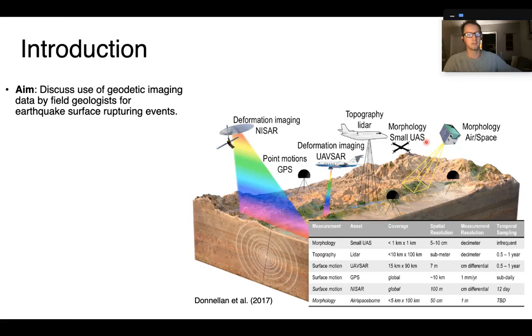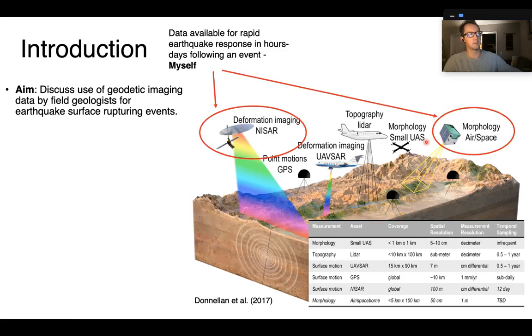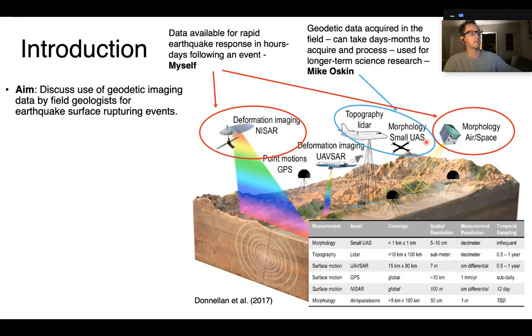In this presentation, I'll start out and talk about data products made available for rapid response to field geologists in the first hours to days following an event. And then Mike will follow up and discuss data sets that are either collected in the field or which take longer to acquire and process, and therefore typically used for science research as opposed to rapid event response.